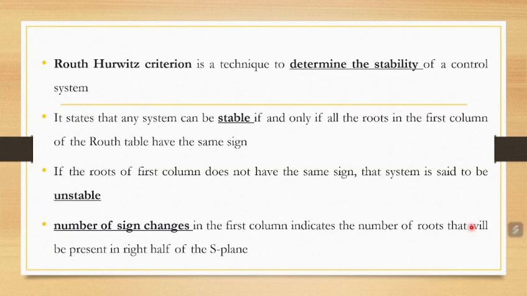Routh Hurwitz Criterion is basically a technique to determine the stability of a control system. It states that any system can be stable if and only if all the roots in the first column of the Routh table have the same sign. If the roots of the first column do not have the same sign, that system is said to be an unstable one. The number of sign changes in the first column, which we get from the Routh array, will indicate the number of roots present in the right half of the S plane.